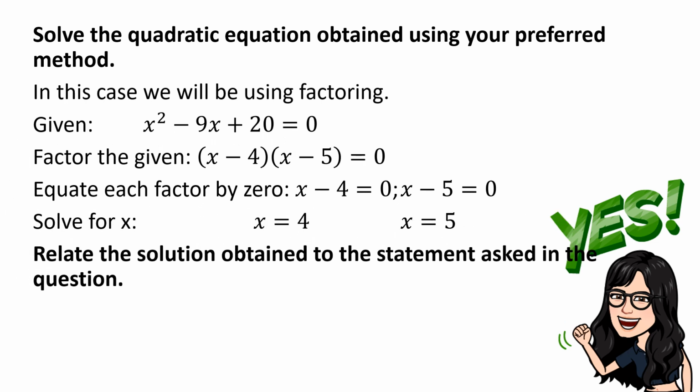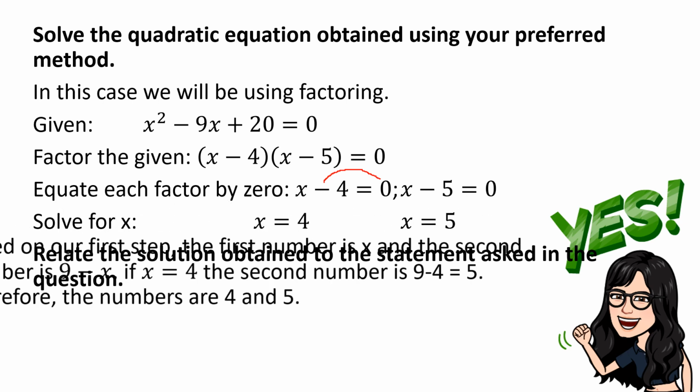Solve for x. To solve for x, I'll simply move negative 4 to the other side of my equation. Now take note that when you are moving a number to the other side of the equation, within the equal sign, the sign will be changed. Meaning, if it is negative, it will become positive. If it is positive, it will become negative. Therefore, x minus 4 equals 0 is equal to x equals 4, and x minus 5 equals 0 is equal to x equals positive 5.